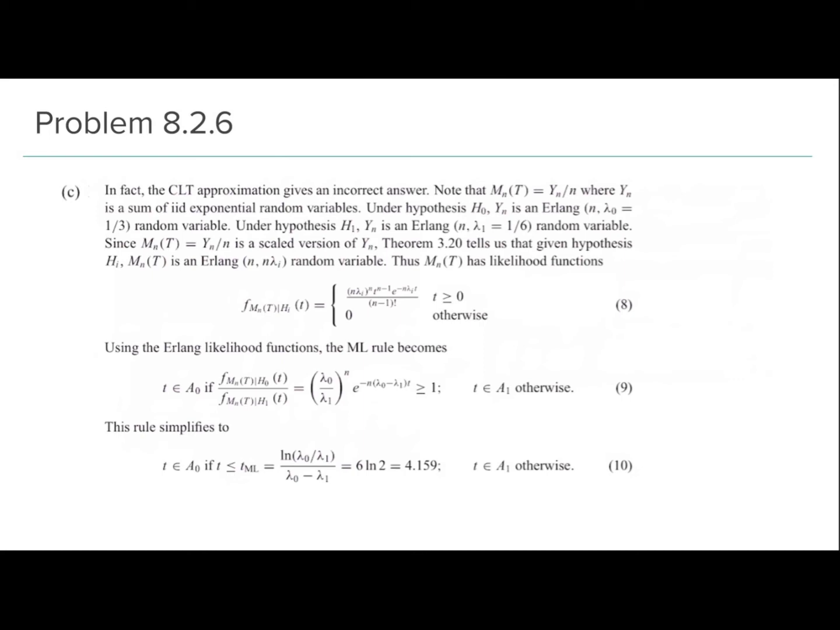And if you take ln and simplify this, what we'll get is that t should be less than or equal to t_ML, which is equal to ln of (λ0 divided by λ1) divided by (λ0 minus λ1). And we already know the values of λ0 and λ1, right? So this will be equal to 6 ln 2, which is equal to 4.159, right? So I guess that should be okay.